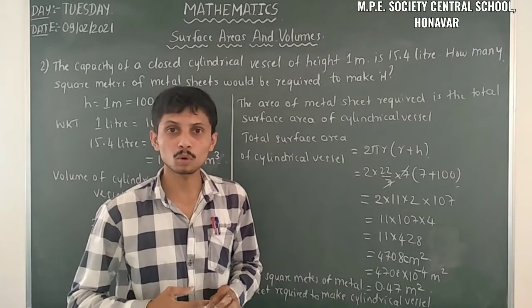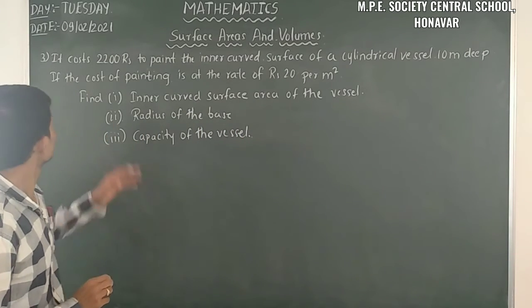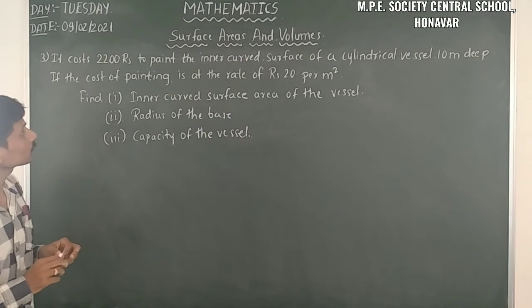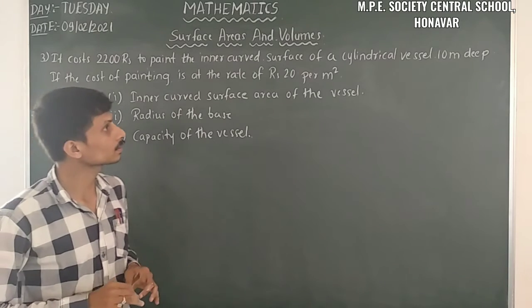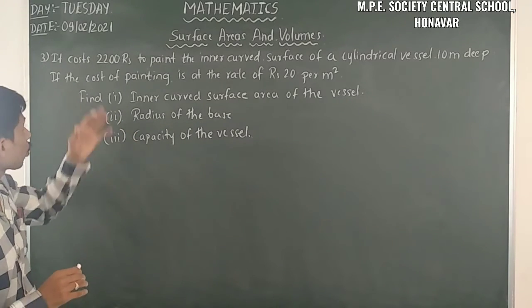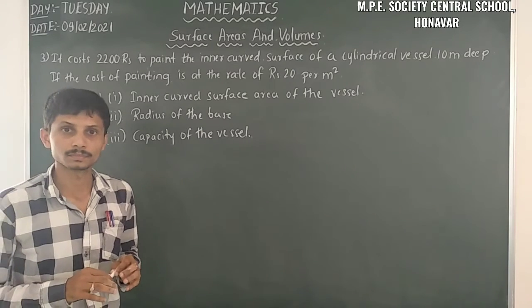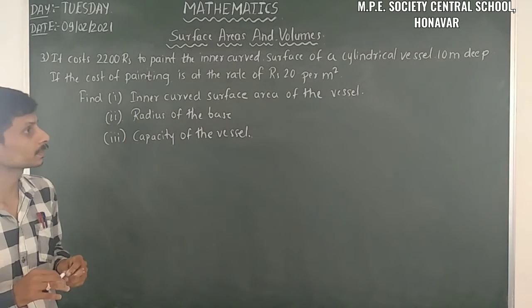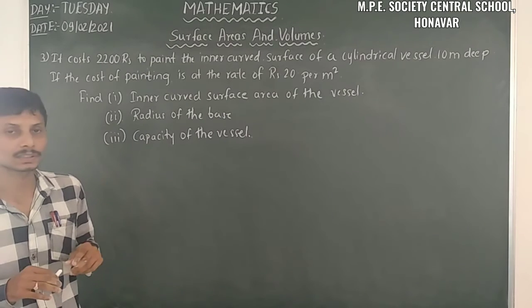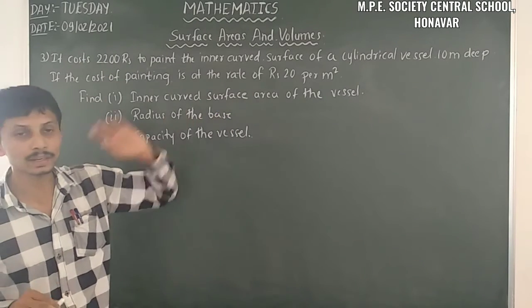So let's take some homework. Here we have, it costs 2,200 rupees to paint the inner curved surface of a cylindrical vessel 10 meter deep, if the cost of painting is at the rate of rupees 20 per meter square. So here we have to find the inner curved surface area of the vessel, radius of the base, and capacity of the vessel. So here just observe, the cost is given and the rate is given.